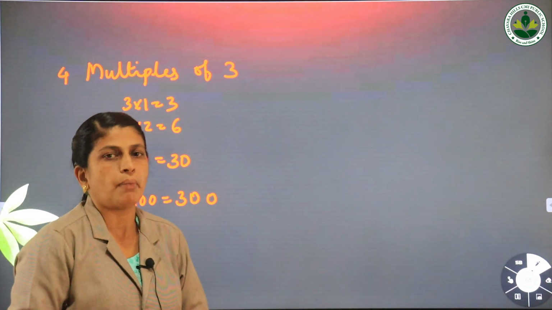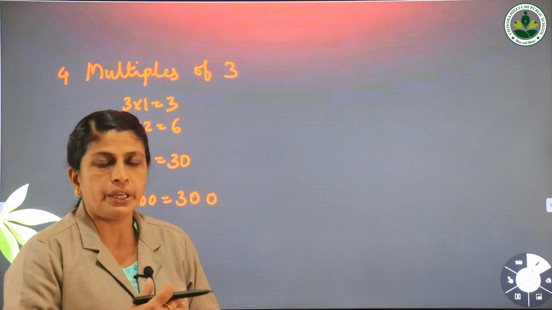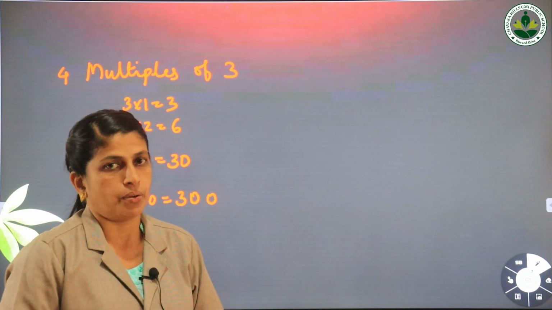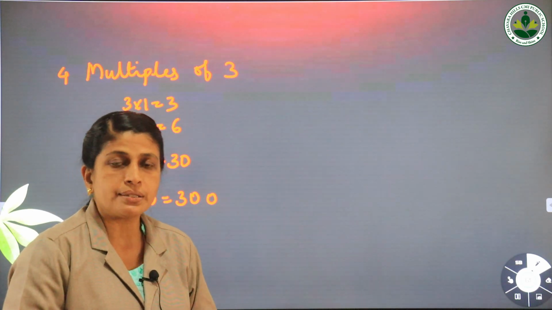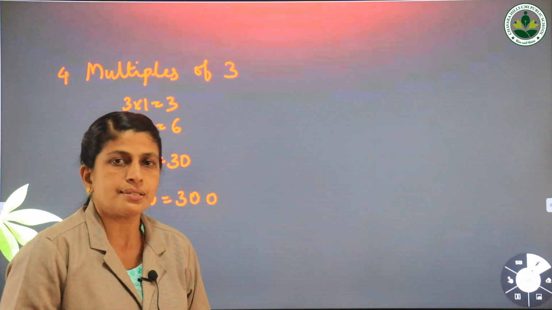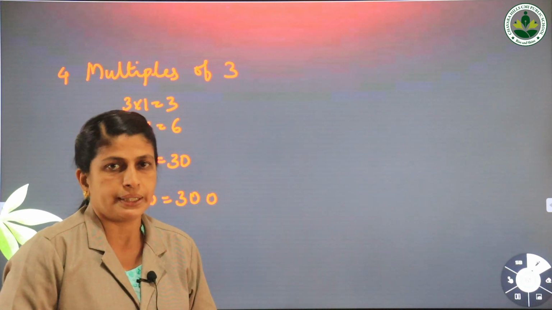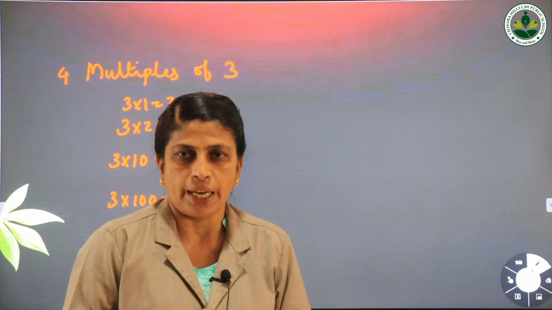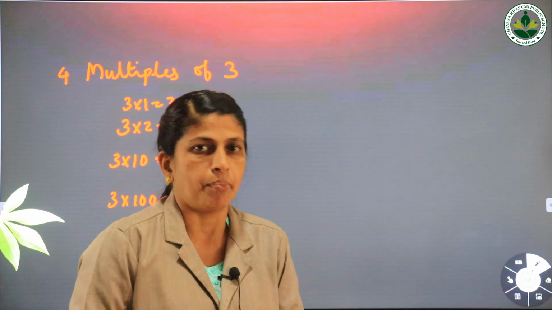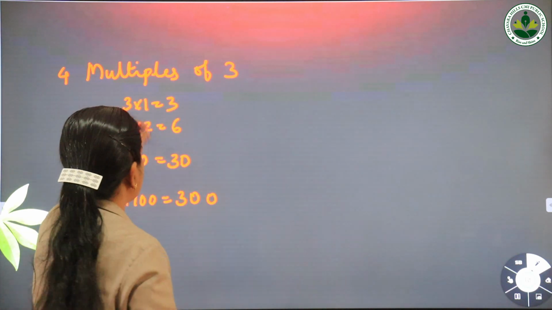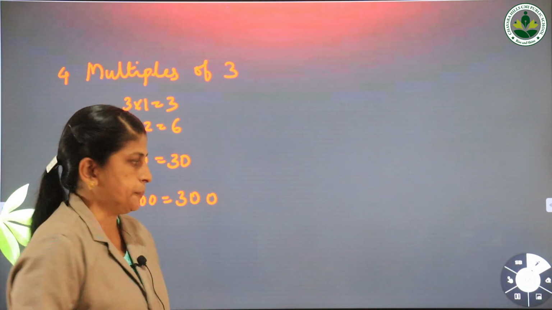Therefore, to find the multiples of a number, we need to multiply that number by any number other than 0. Don't multiply that number by 0, because if you multiply a number by 0, the answer is 0 itself. Therefore, it is not a multiple. Remember, to get a multiple of any number, multiply that number by any number other than 0. These are the multiples of 3.